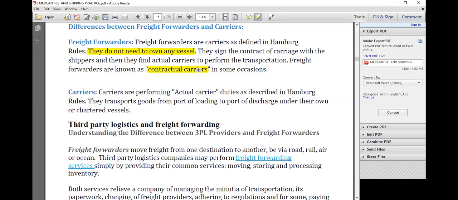So which means that for them, they do not own a vessel, neither do they charter a vessel, but they're just like brokers. They approach you and say, okay, leave your consignment in my hands. They are going to reach your desired destination. So after you have done the paperwork, they go and approach a carrier or a charterer, and they make your consignment to be shipped. So carriers are performing actual carrier duties as described in Hamburg Rules. They transport goods from port of loading to port of discharge under their own or chartered vessels.